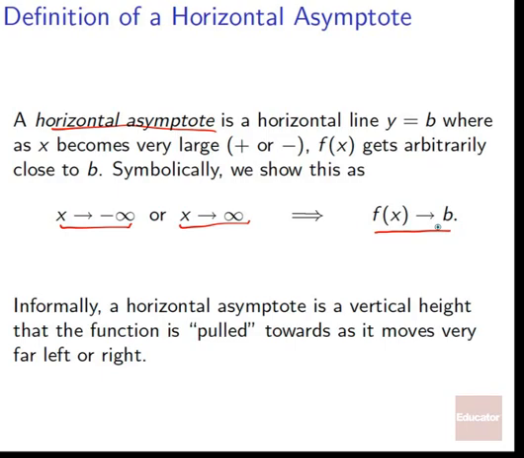Informally, we can think of a horizontal asymptote as a vertical height that the function is pulled towards as it moves very far left or right. Over the long term, it will start off somewhere else, but it sort of gets pulled in the long term to a certain height until it gets really, really close to this horizontal asymptote.